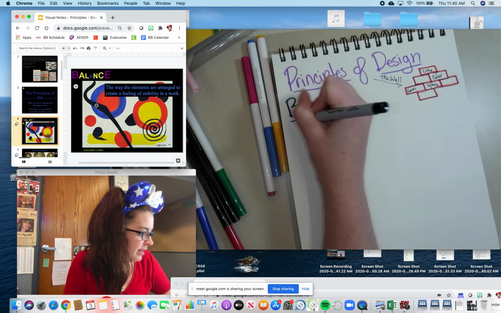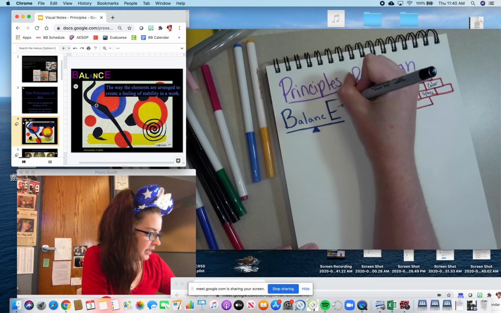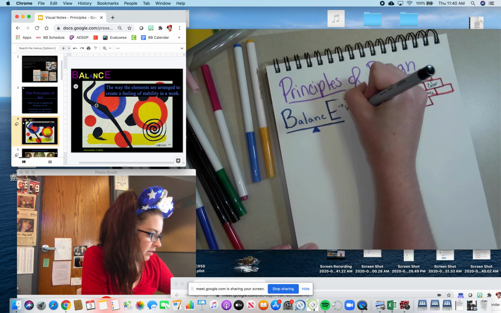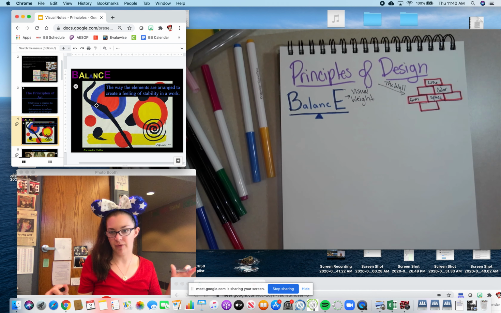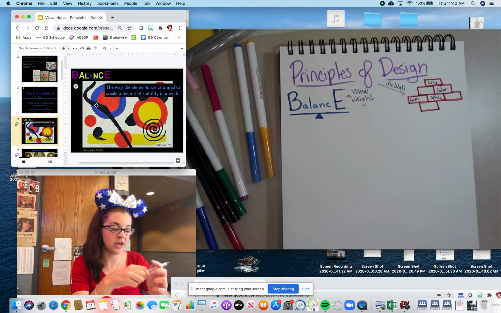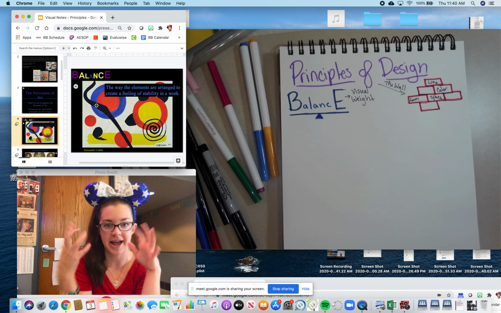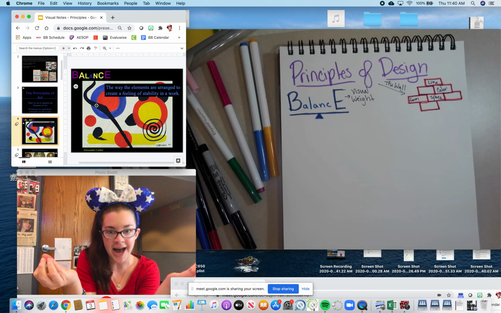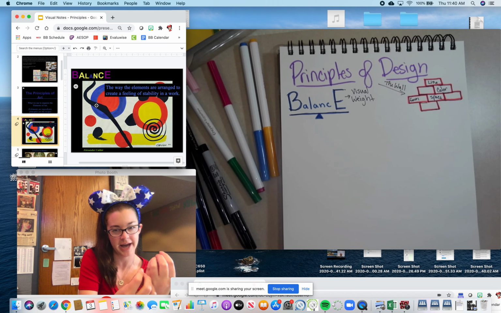So balance is visual weight and where the elements are arranged and the visual weight that they carry. So what that means is every element, every shape, every line, every color, every form, every value, every texture has a sense of visual weight or a sense of gravity for your eye. So certain things are really eye-catching and they carry more visual weight. They pull my eye more.